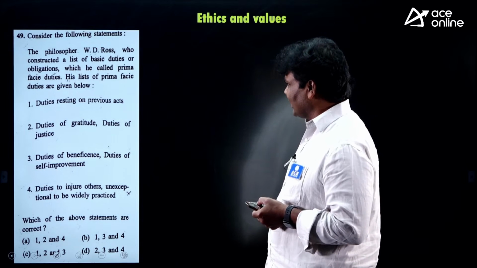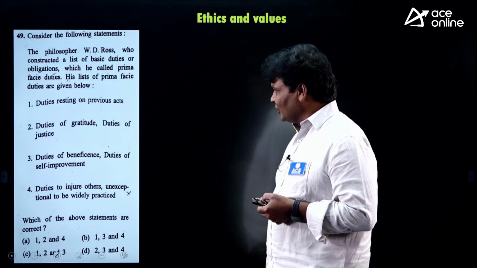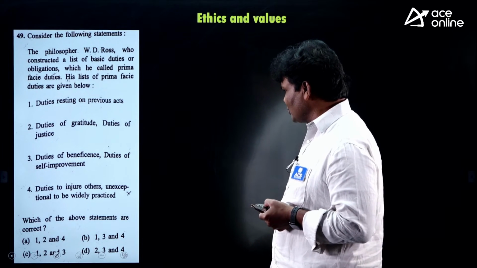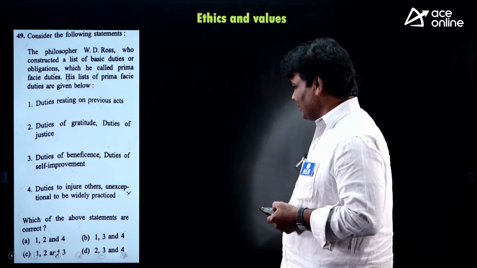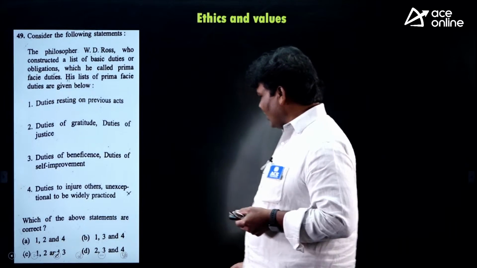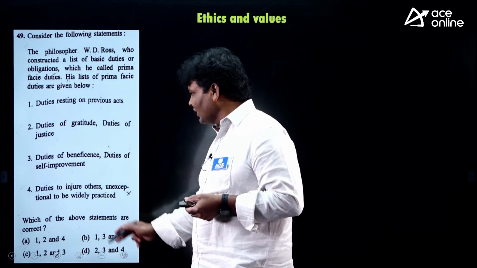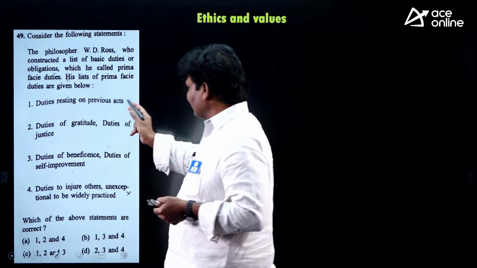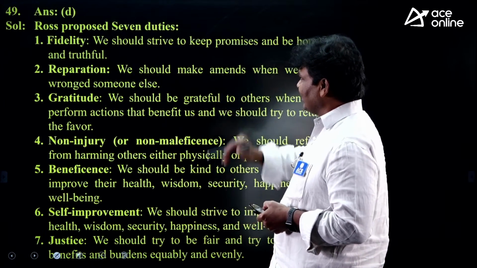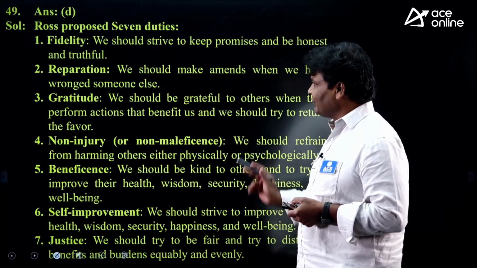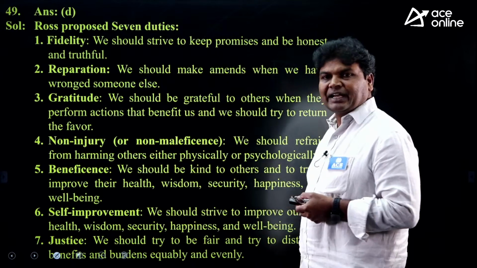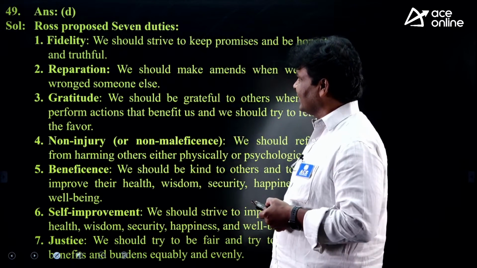And I think you can easily answer, students: duties resting on previous acts, okay? Duties of gratitude, duties of justice, duties of beneficence, duties of self-improvement, duties not to injure others, unexceptional to be widely practiced. As I have highlighted in the examination, definitely you will find all that is 2, 3 and 4, except the first one, duties resulting on previous acts, that is not the one. So you can rely on 2, 3 and 4 here. I have given a complete explanation. Ross proposed 7 duties: fidelity, reparation, gratitude, non-injury, beneficence, self-improvement and justice. I suppose you got the right answer here. D is the absolutely right answer.